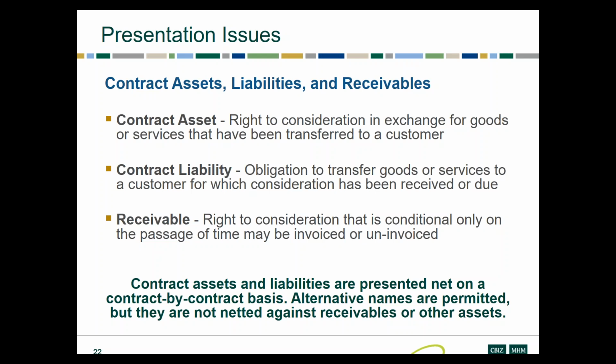Contract liabilities, another item that's new and required reporting. Keep in mind, you can present contract assets and liabilities net on a contract-by-contract basis, but they're never netted against receivables or other assets, really required to be presented separately. So that's new.